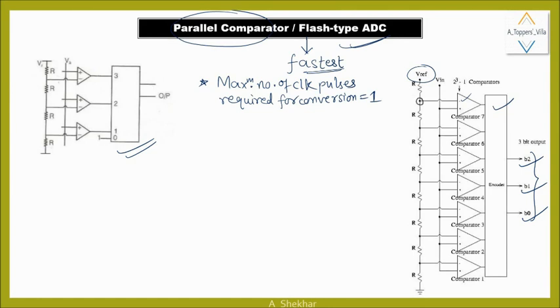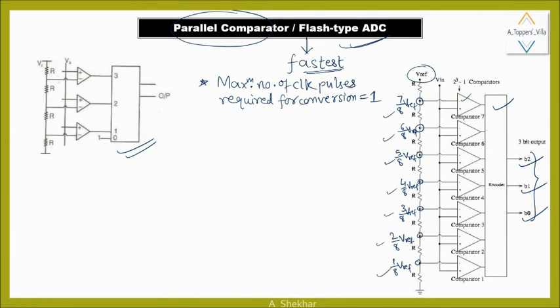So here the voltage will be 7 upon 8 Vref, because there are 8 resistances. Here at this node the voltage will be 6 upon 8 Vref. Here 5 upon 8 Vref. Here 4 upon 8 Vref. Here 3 upon 8 Vref. Here 2 upon 8 Vref. And here 1 upon 8 Vref. So this much voltage is available at every node.